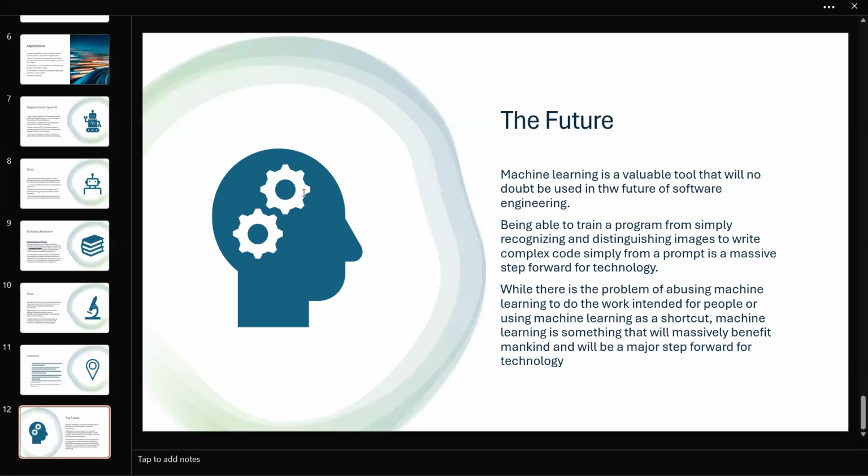And there is the problem we discussed of people abusing machine learning to do work intended for people, or using it as a shortcut. These are things we just have to take into consideration when developing these programs. I believe that this will massively benefit mankind and will be a major step forward for technology.